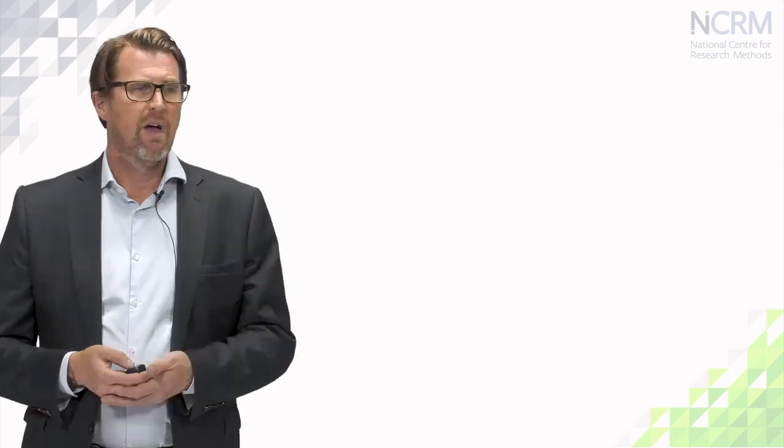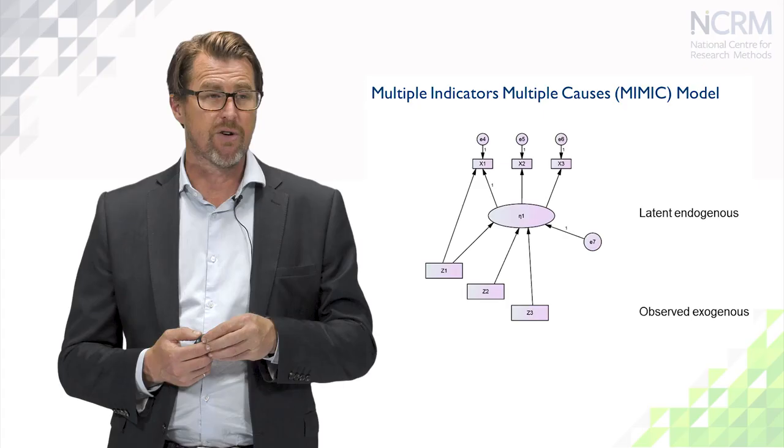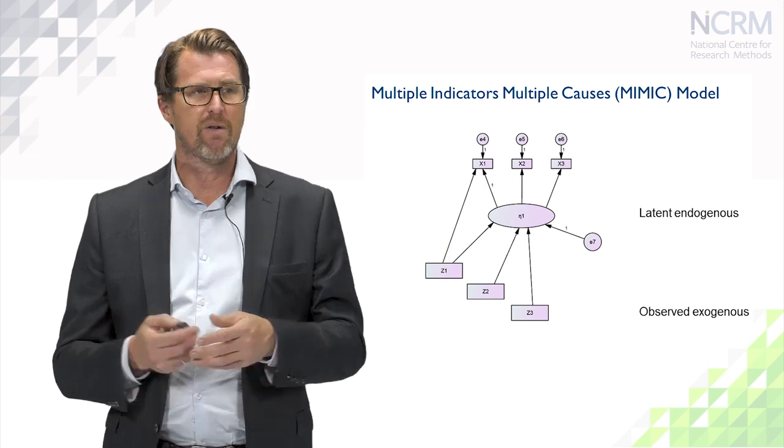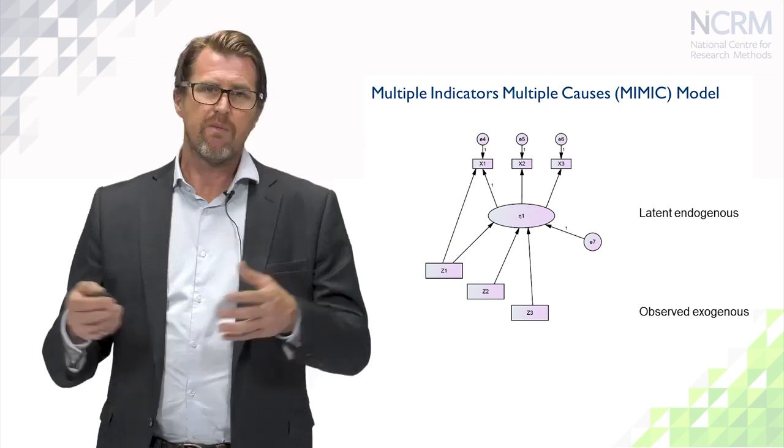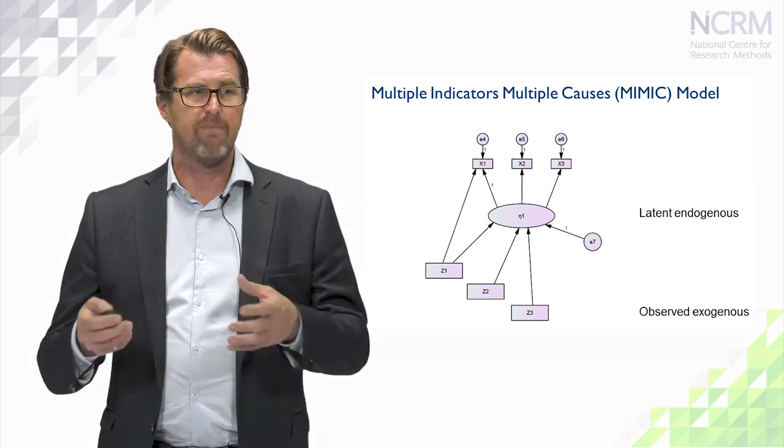Another kind of model that we can fit as a structural equation model is what's referred to as a multiple indicators, multiple causes model. There are a couple of things to note about this. You can see we have one latent endogenous variable, that's eta 1, but the predictor variables in this model are just observed variables, they're not latent. So something to note there is that a structural equation model does not have to comprise solely of latent variables. It can be a mix of both directly observed and latent variables.